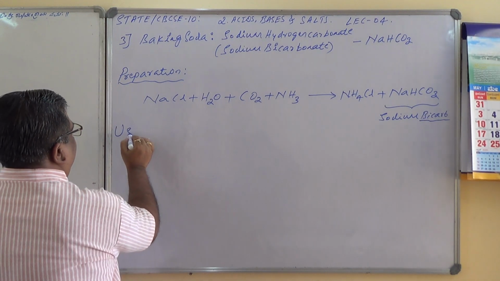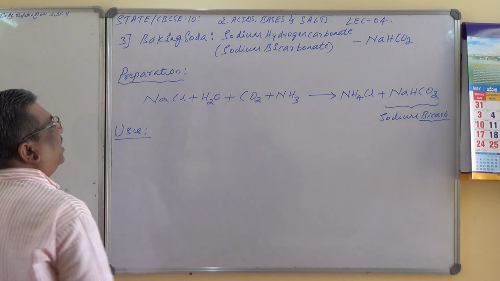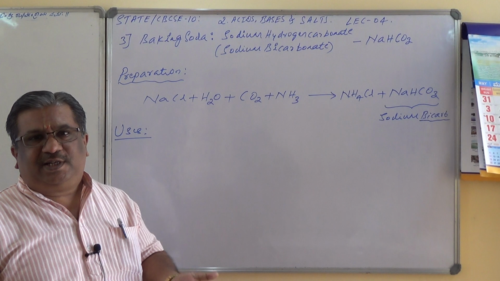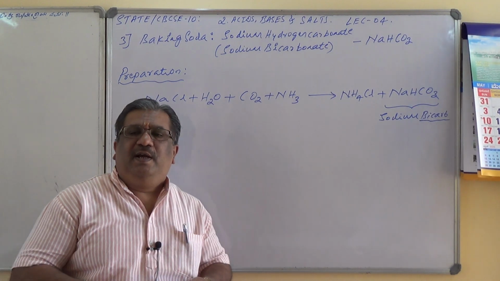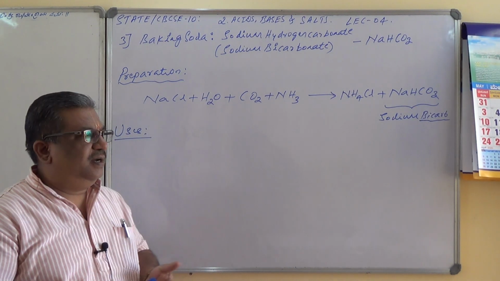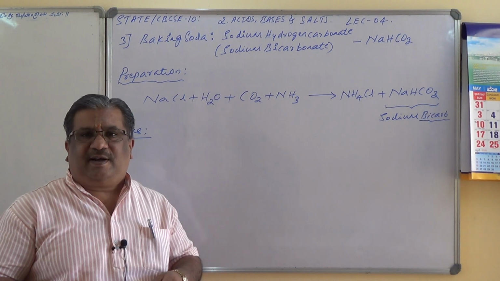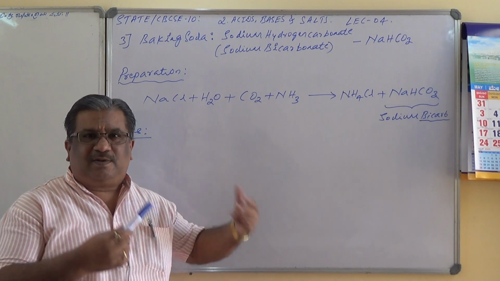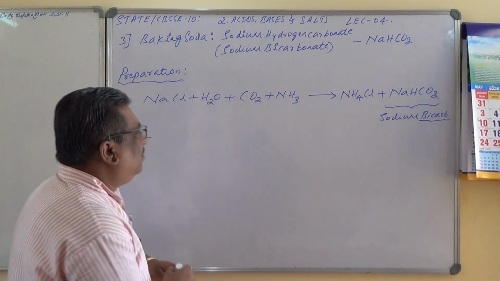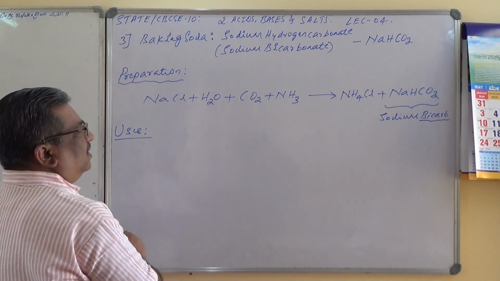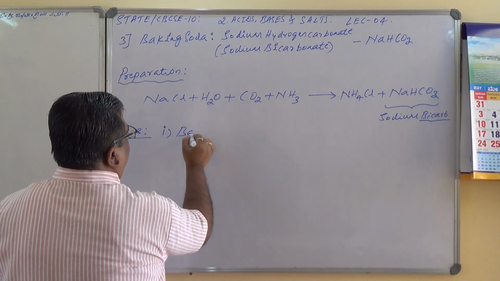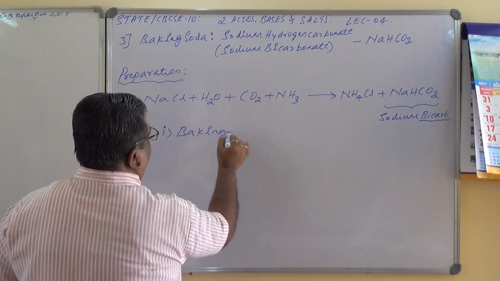Now uses. What are the uses of baking soda? First of all, we use baking powder in our domestic applications, in our household, for the preparation of cakes etc. at home. For idli maavu and all also we use baking powder. So first of all, I'll say it is used in the preparation of baking powder.